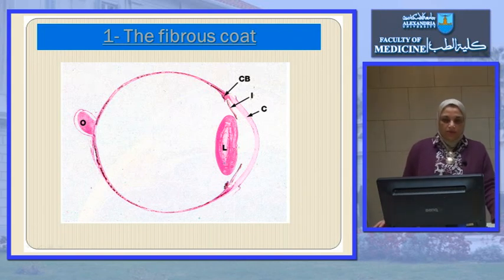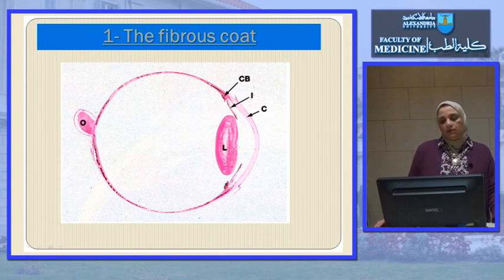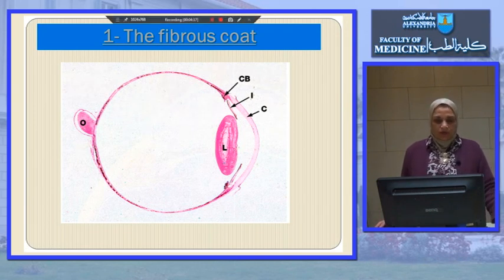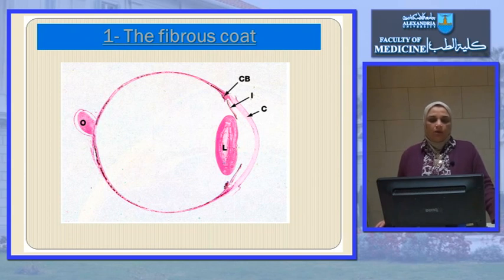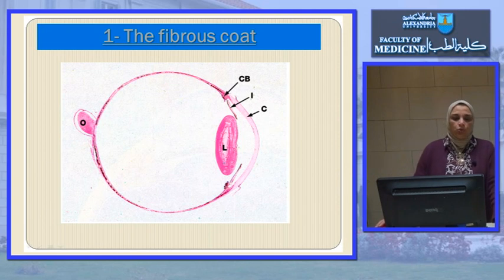Today we'll discuss the 3 coats of the eye, and in the next lecture we'll continue with the inner coat of the eye, the retina, together with the accessory structures of the eye, including the eyelids, the conjunctiva, and the lacrimal gland. And you know that the eyeball is present in a bony cavity which is called the orbit.